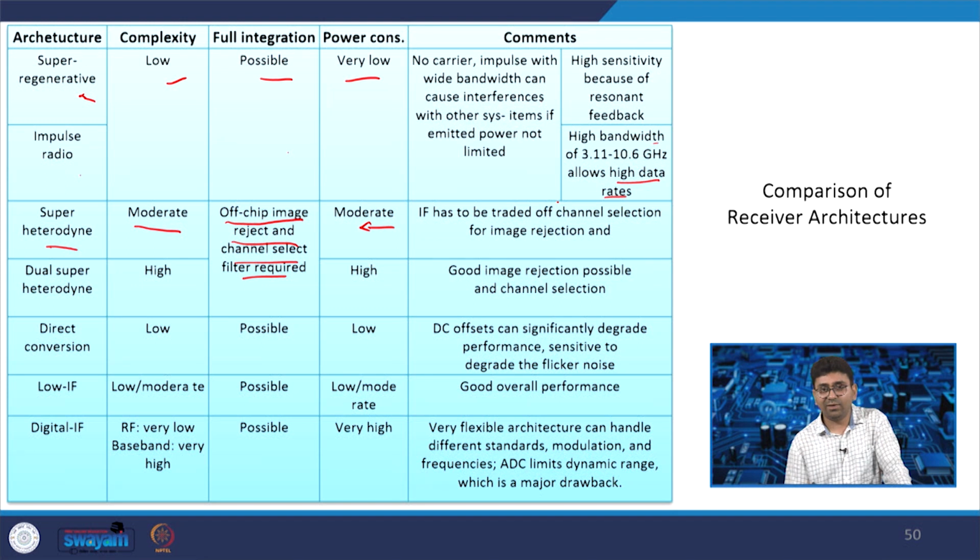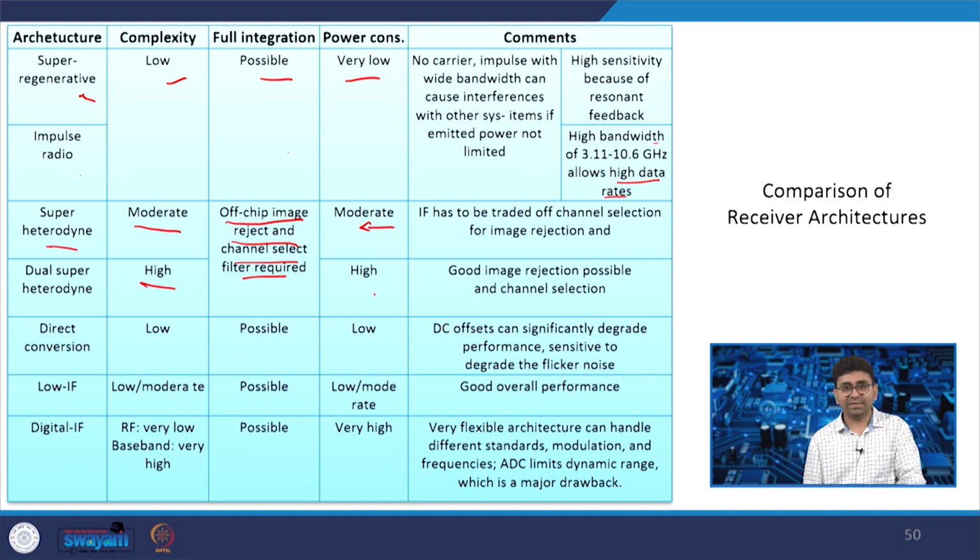So, we have already seen that we need to consider the IF frequency, so that we can use channel selection and image rejection both. There is a dual super heterodyne architecture. It is very highly complex. We have seen that multiple down conversion we are trying to do. Full integration is not possible because there are off-chip components.